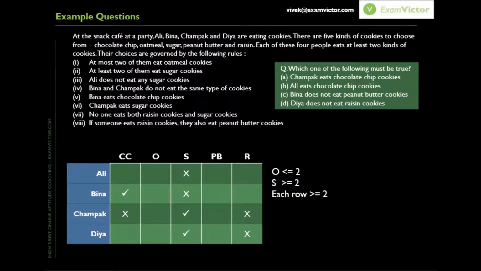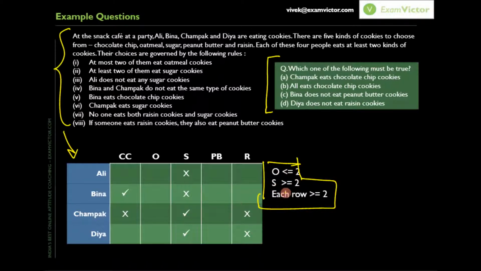Okay, so the first one, I've kept the question here. I've already made this table with the information that we got just from reading this information. I've captured all of that here so that we don't have to do it again and again. Also the ticks information, the minimum ticks per column and per row, that also I've put here so that we can refer to it. This is what we have to actually answer, right? The question is, which one of the following must be true? Must be true, always, right?